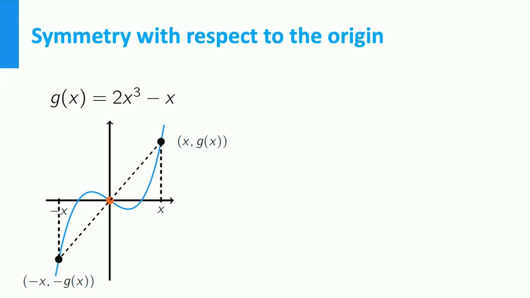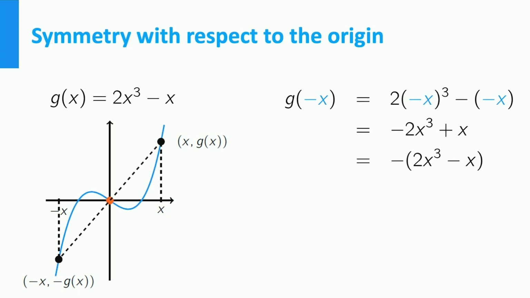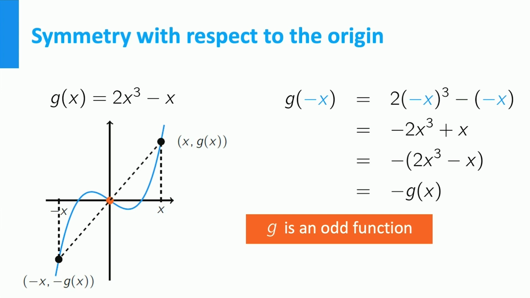The function value at minus x is of course g of minus x. So the condition for this symmetry becomes g of minus x equals minus g of x. Again, let us check the symmetry by using the formula. g of minus x equals 2 times (minus x) cubed minus (minus x), which simplifies to minus 2x cubed plus x. Putting the sign in front, we see that it is indeed equal to minus g of x. We call functions with this kind of symmetry odd functions.